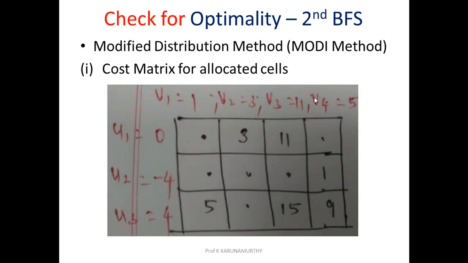Right. So corresponding to the second basic feasible solution, I have written the cost matrix for the allocated cells. These are the allocated cells. Their cost values from the original matrix I have written here. Then the next step is that you have to apply U plus V.